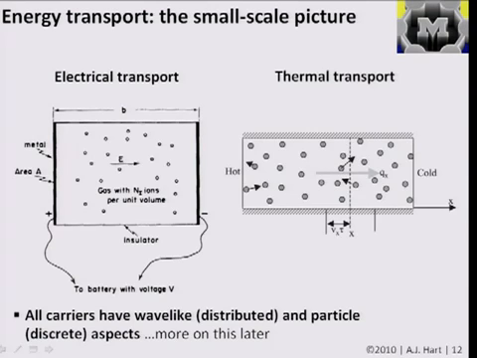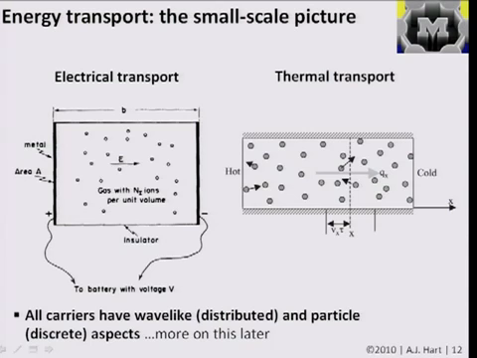So what I want to do is try to generate a picture of how energy is transported at a small scale. And we want to think of carriers of energy as being things that carry, for example, electrons or carry heat, or how light is transported. And we can generally divide this into 2 categories. We can think of electrical transport, and we can think of thermal transport. And the general picture I want to create is that we can think of the carriers of energy as sort of little elements, or if you will, little particles.